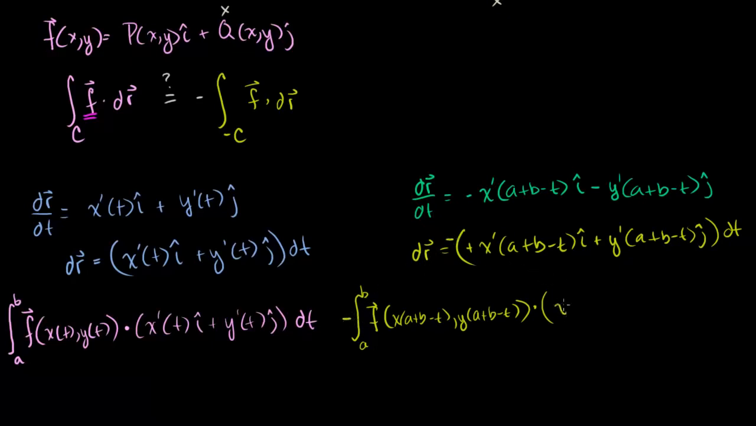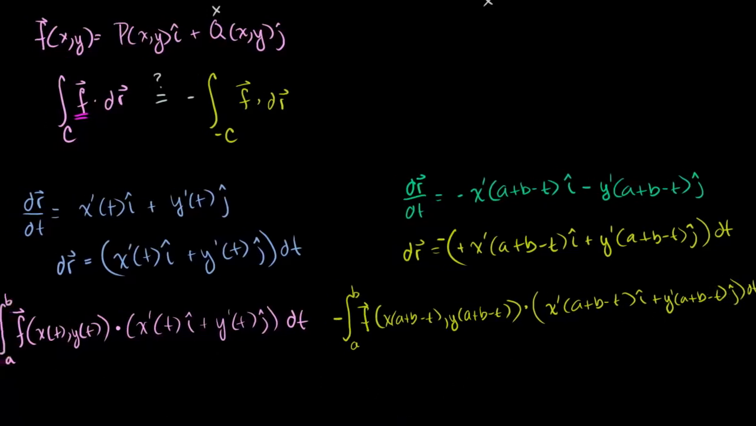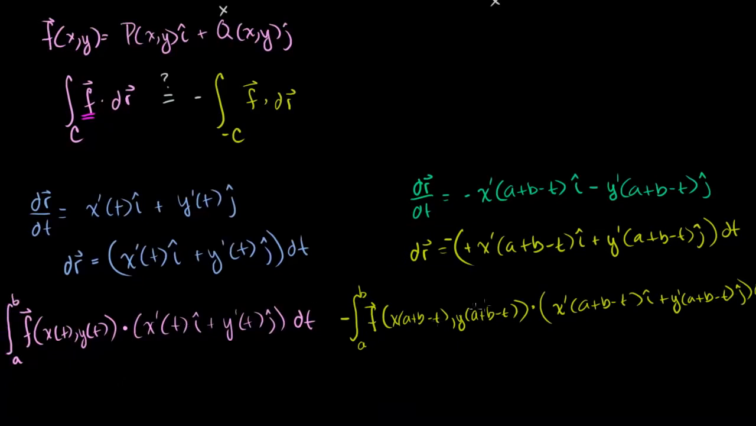And then you have x prime of a plus b minus t i plus y prime of a plus b minus t j dt. So this is the forward. This is when we're following it along the forward curve. This is when we're following it along the reverse curve.